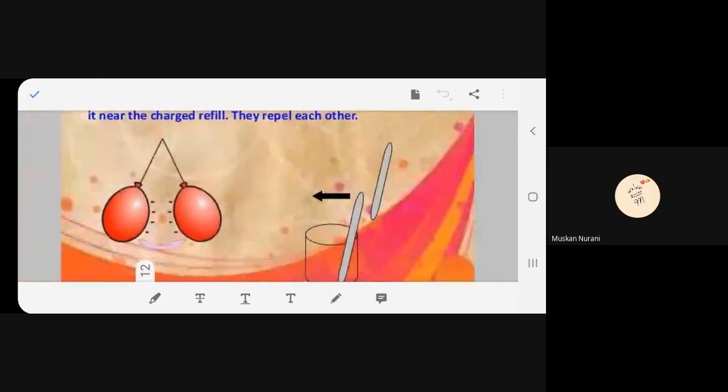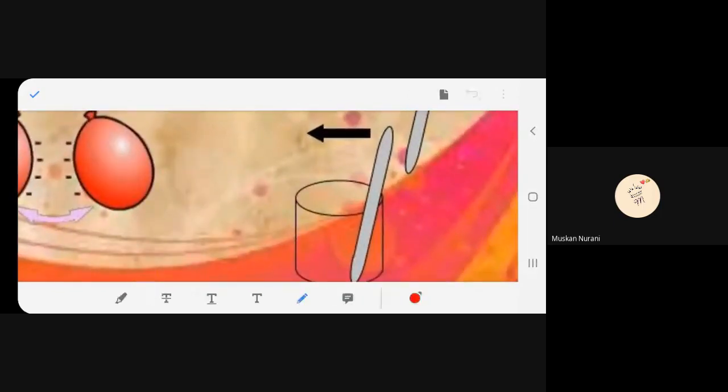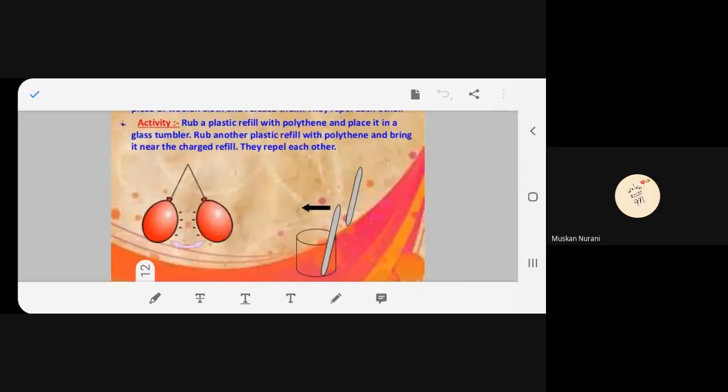This one, I put this refill in the glass tumbler after rubbing it with polythene. This is also rubbed and I'm bringing it close to the refill. It will go away from it because both of them have got static electricity. Any problem? Why are they repelling each other? Because they have got like charges. Like charges repel, unlike charges attract.